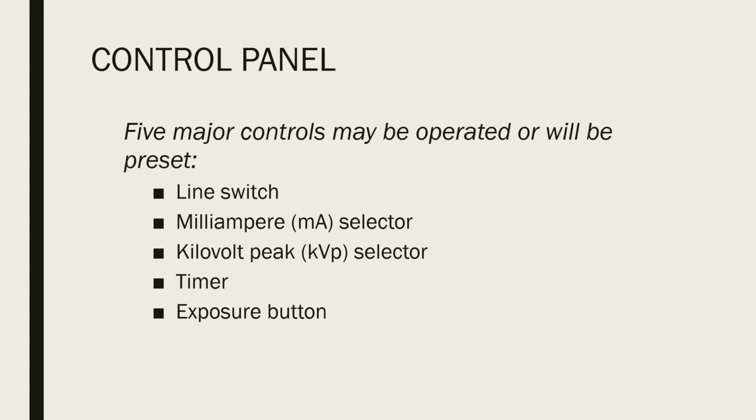There are 5 major controls on the panel. We have the line switch, we have the milliamperage or MA selector, the kilovolt peak or KVP selector, the timer, and the exposure button. Older X-ray machine units allow the operator to change and select the needed milliamperage and kilovoltage, but the modern machines have preset controls like the X-ray machines that we have in lab. So again, electricity is the source of energy for X-ray production.